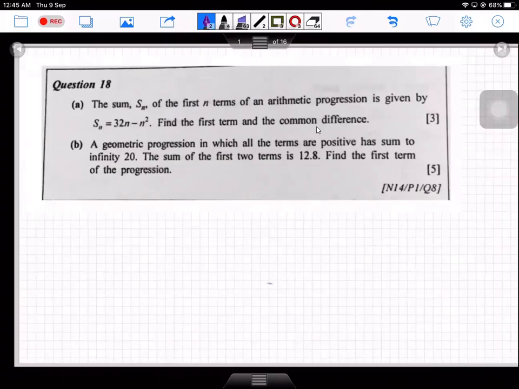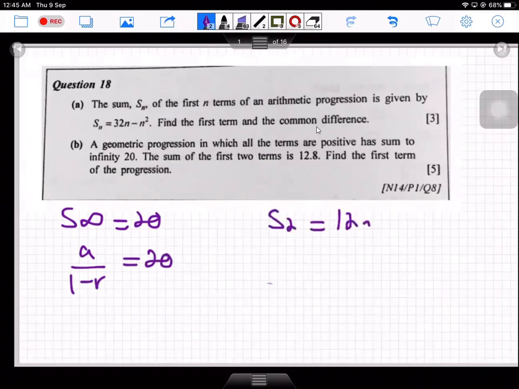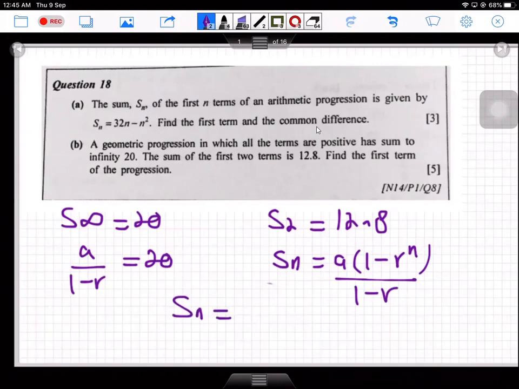A geometric progression in which all the terms are positive has a sum to infinity of 20, meaning a upon 1 minus r is equal to 20. The sum of the first two terms is 12.8, and we know that the sum of n terms is a multiplied by 1 minus r raised to the power n upon 1 minus r. You can also use this formula: the sum of n terms is a multiplied by r raised to the power n minus 1 upon r minus 1, because you will get the same answer from both of these formulas. Basically we need to find the first term.